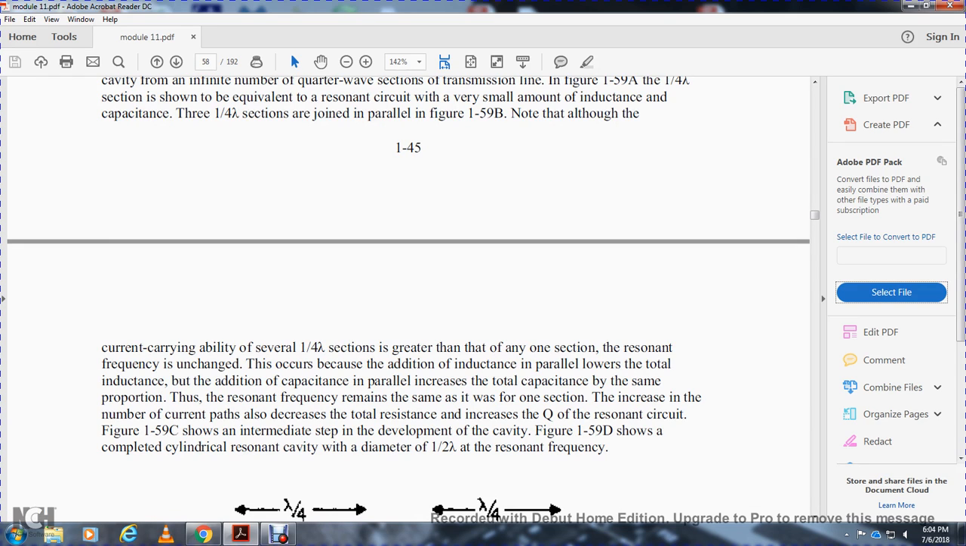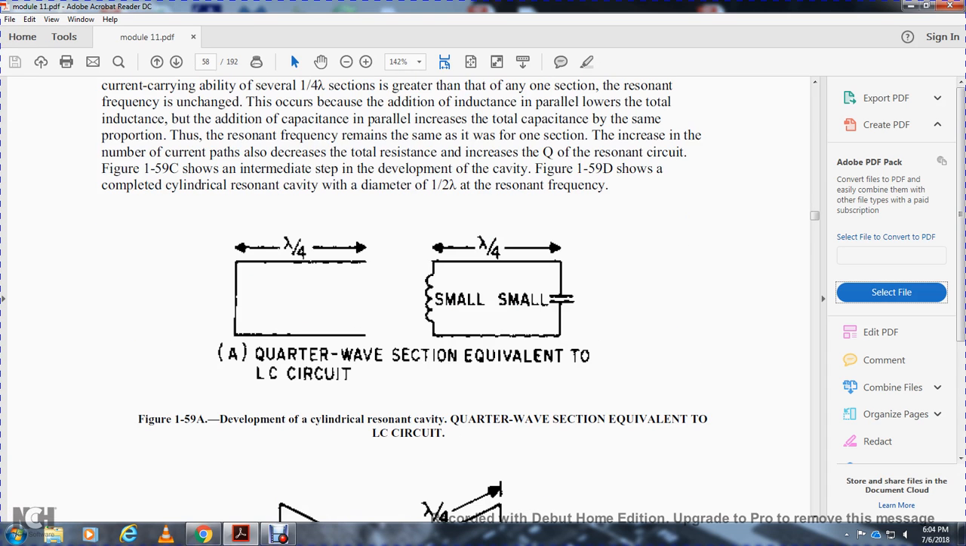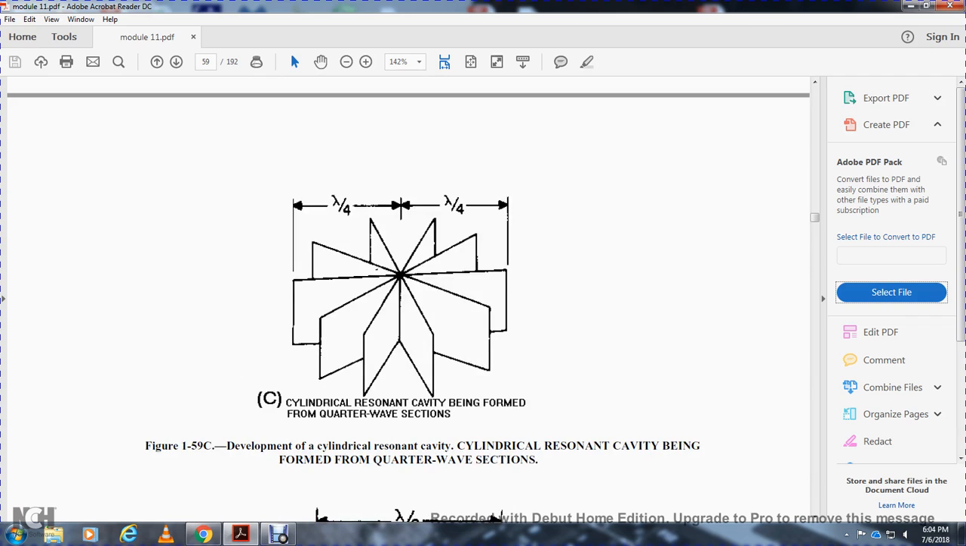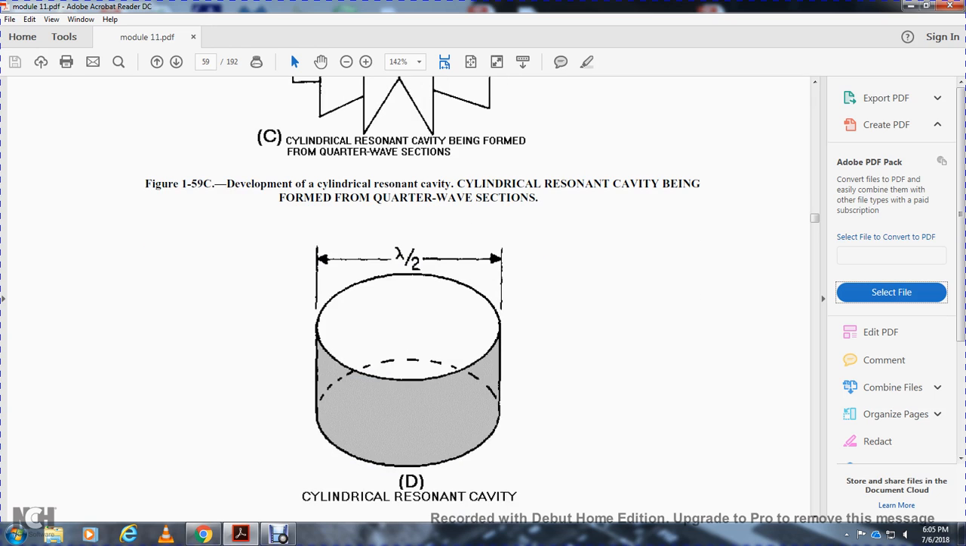This increases the number of circuits and increases the total resonance, improving the merit of the resonant circuit. Figure 159 shows the intermediate steps of the development of the cavity. Figure 159D shows the completed cylindrical resonant cavity, with diameter and half-wavelength length determining the resonance frequency. Figure 159 shows the development of the cylindrical resonant cavity: a quarter wave section is equivalent to the LC circuit, and quarter wave lines are joined. Figure C shows the cylindrical resonant cavity being formed from quarter wave sections, making the half wave of the cylindrical resonant cavity.